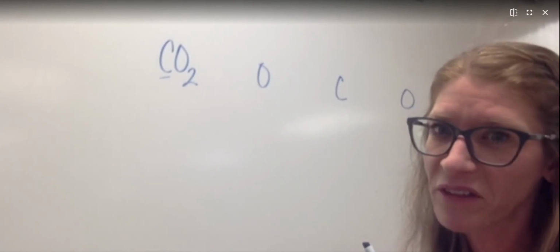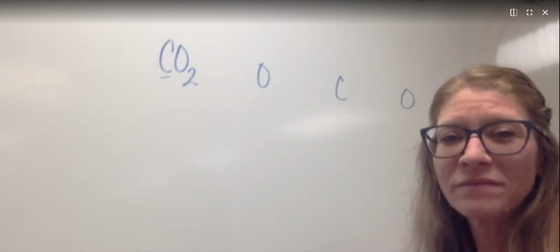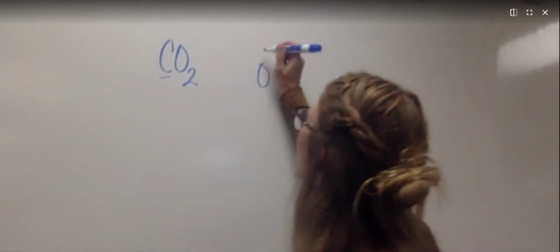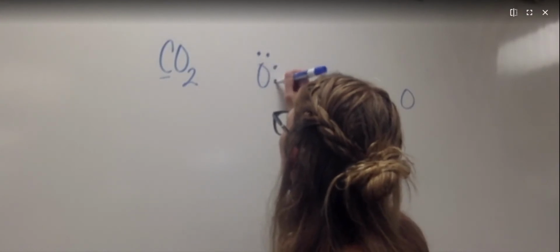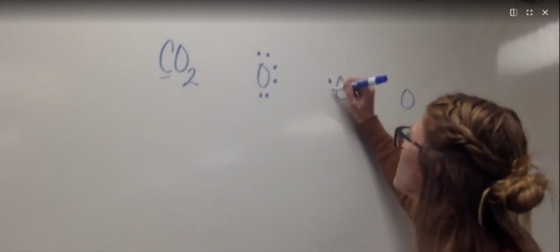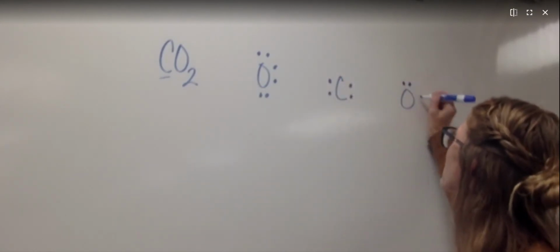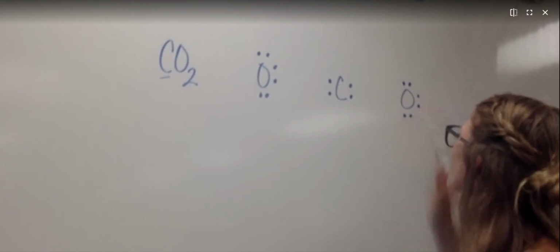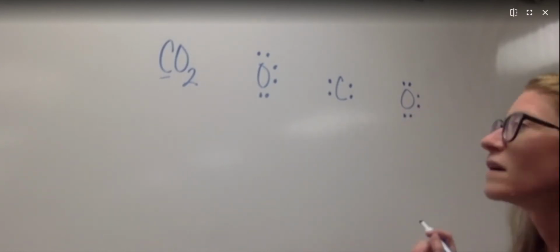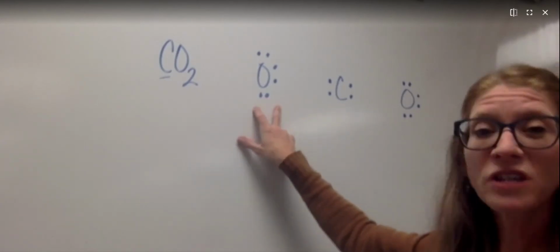All right, did you count the valence electrons? Okay, here we go. Each oxygen has 6 valence electrons. Carbon has 4. And this oxygen would also have 6. All right, so oxygen has 6 valence electrons.